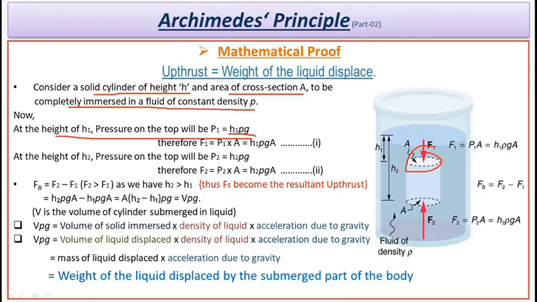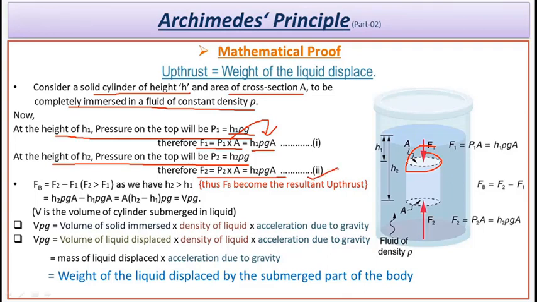Now, as we have to go for upthrust, meaning force, the force acting at the top of the cylinder is equal to P1 into A, pressure into area. When you substitute the value of P1, you will get h1ρgA. Take it as equation 1. Similarly, you can calculate the pressure at the height of h2, where the force will be h2ρgA. Now take this one as equation 2.